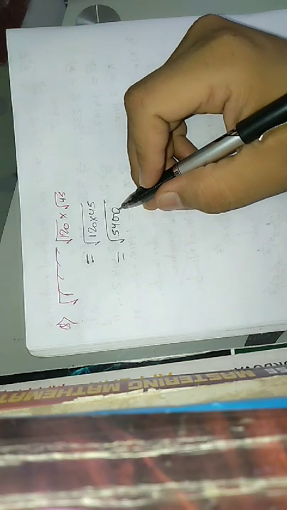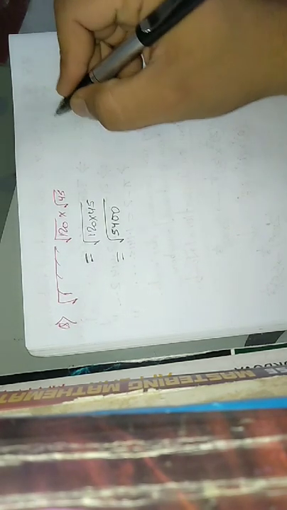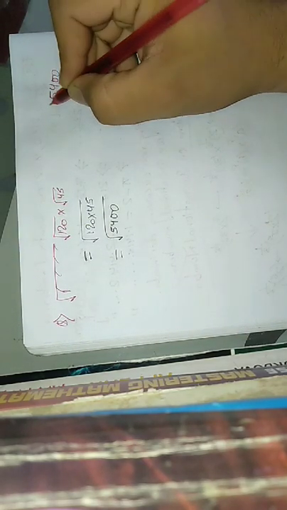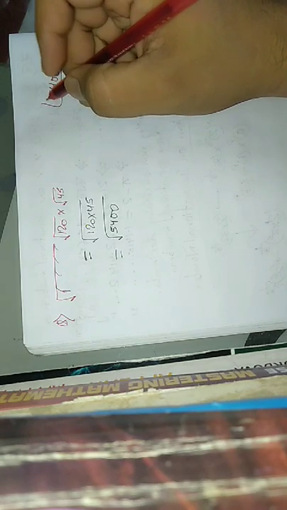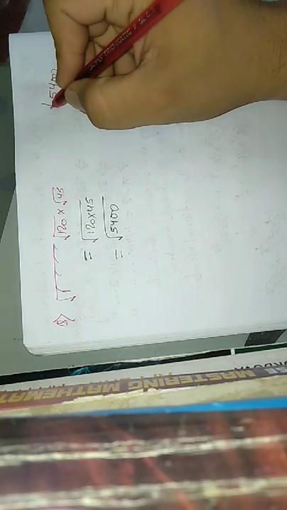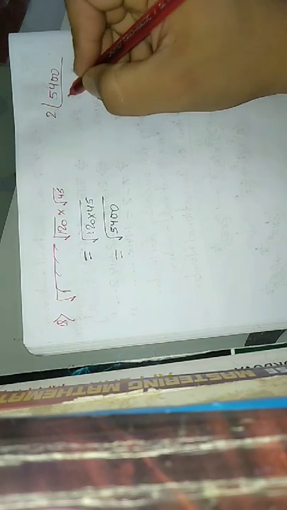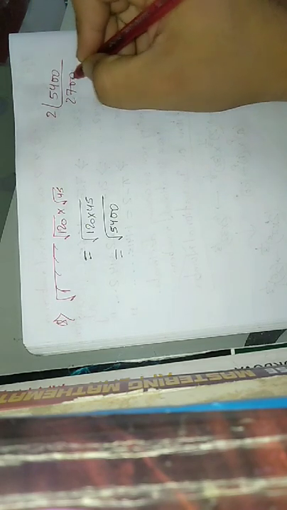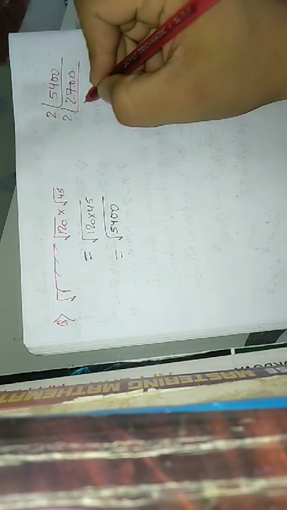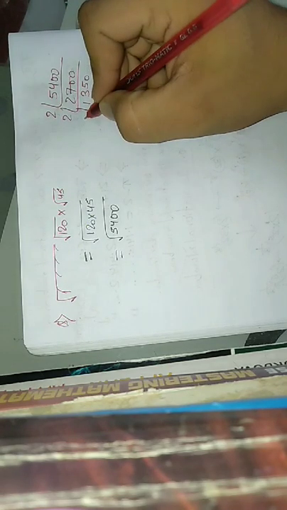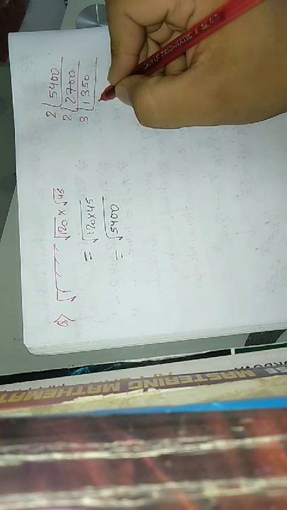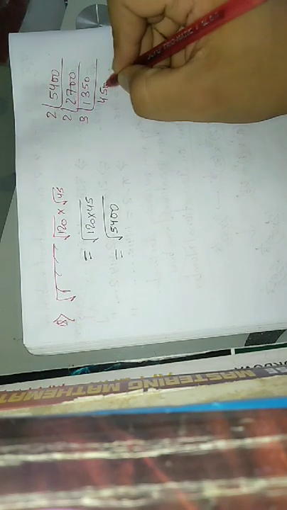Now this 5400, the best way in order to write the squares is to take the LCM of it. So let's start with 2. This gives you 2700, correct? Again 2 1s are 2, 2 3s are 6, 2 5s are 10 and 0. Next do it with 3, 3 4s are 12, 3 5s are 15, 0.